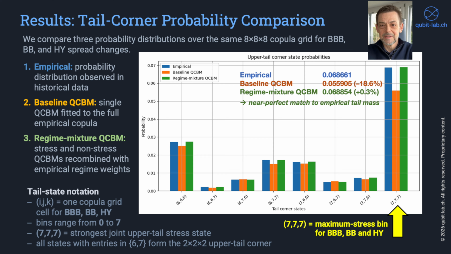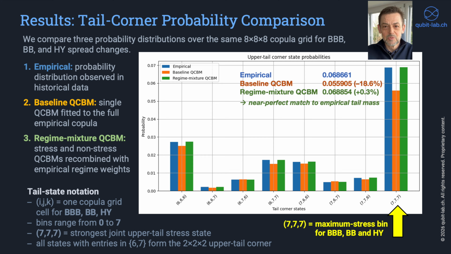The state 777 is the maximum stress corner. All 3 spread changes land in their highest bin at the same time. This is the key result. The baseline QCBM underestimates the most extreme joint tail state by 18.6%. The regime mixture QCBM nearly matches the empirical tail mass with a deviation of only 0.3%. So the regime split materially improves extreme tail calibration. That was the sharpest tail result.